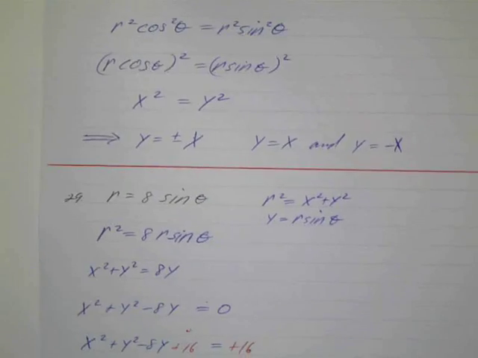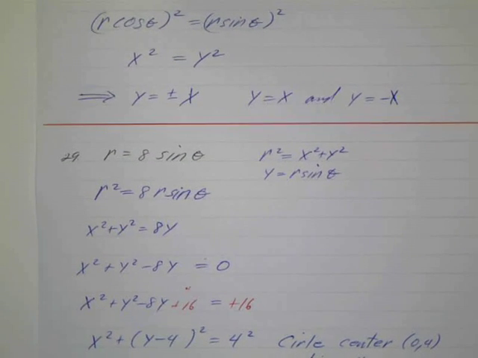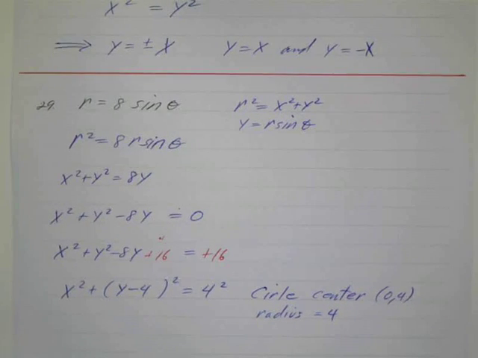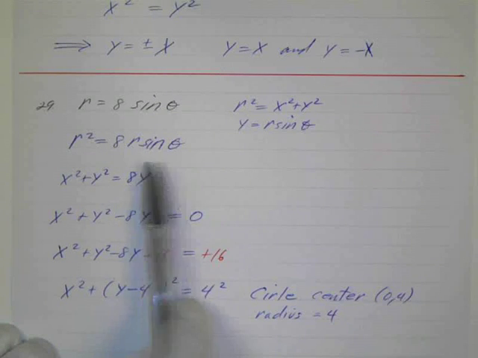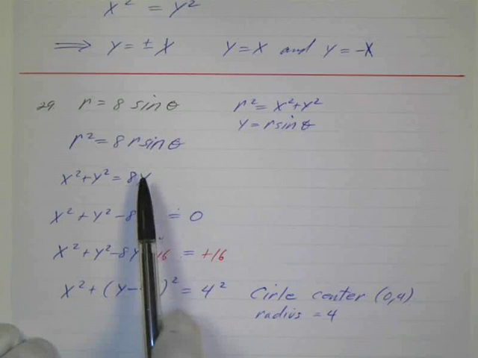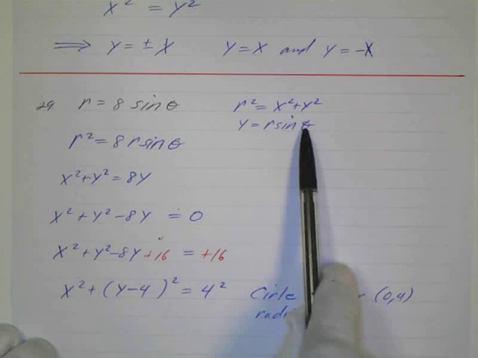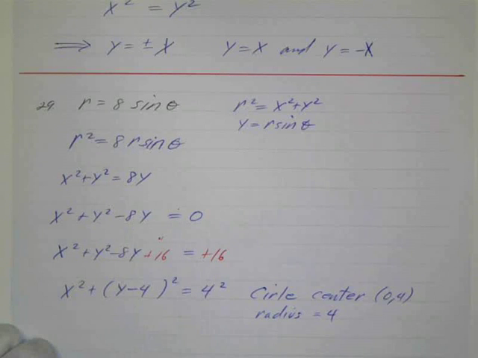And number 29, r equals 8 sine of theta. This is another one where you just multiply both sides by r, and like I say, it seems a little odd because we normally don't allow that because r might be 0. But in this case, r won't be 0 because it's a radial segment, so I multiply both sides by r, and I get r squared equals 8r sine of theta. Now, r sine of theta is y, and r squared equals x squared plus y squared. So this just becomes x squared plus y squared equals 8y.